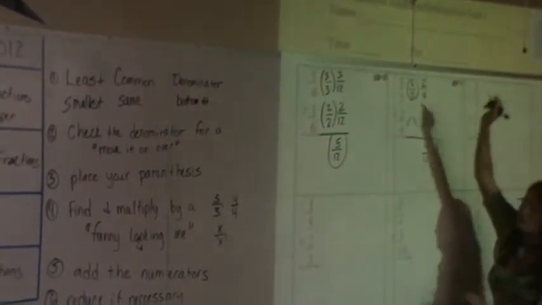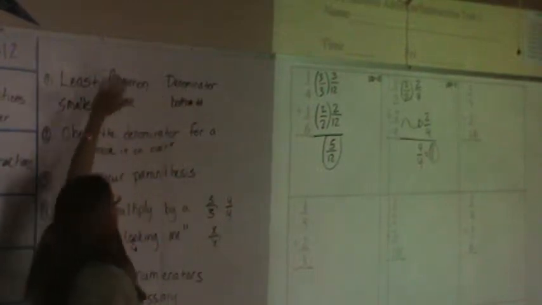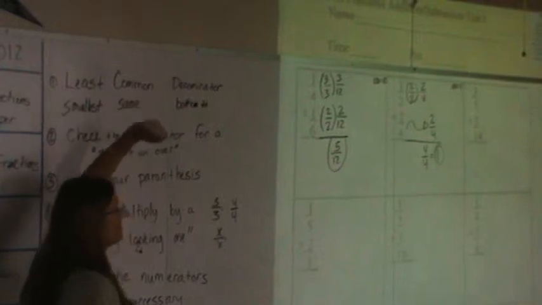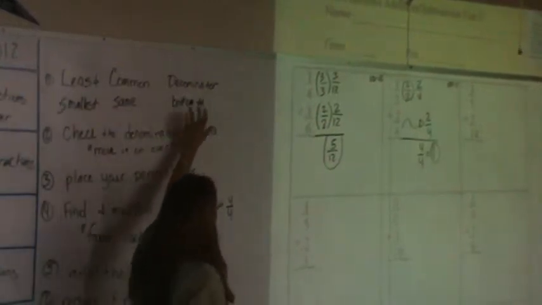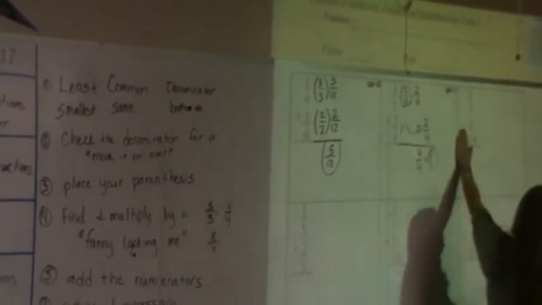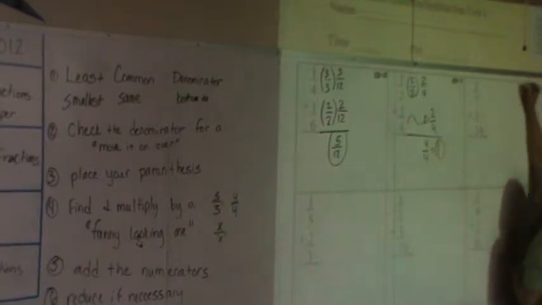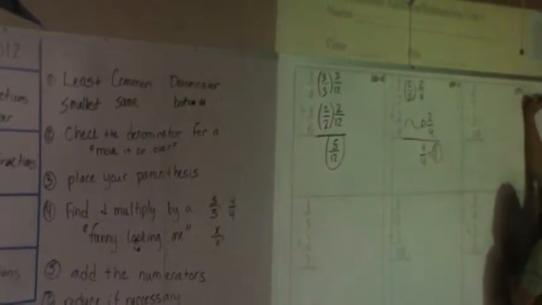Okay, next problem. 3 7ths plus 3 14ths. First step. Let's go back and read it. First step, 1, 2, 3, go. Least common denominator. Try again. Least common denominator, which is the smallest same bottom number. So I'm going to go to my worksheet here and I'm going to write LCD equals.